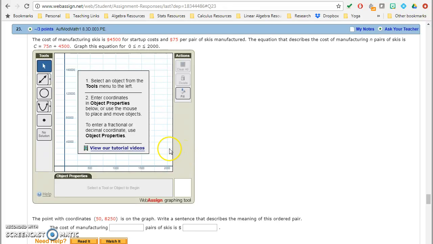All right, guys, I've seen a bunch of questions about this particular problem from WebAssign. So I just wanted to send out a quick email with a how-to. In this particular question, we're talking about the cost of manufacturing skis.